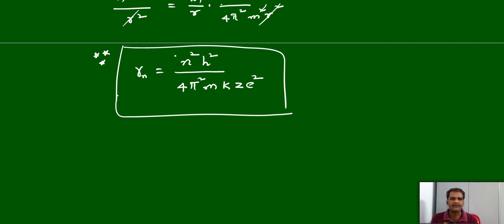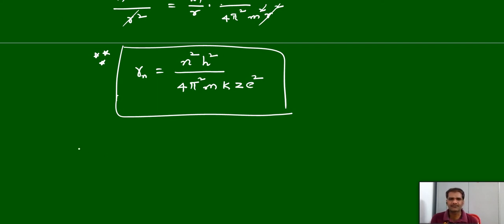Here n anyhow we know, though we don't know what the orbit is, but h we know, the Planck constant. 4 anyhow is a constant, pi again is the constant value 22 by 7, m means mass of electron, k we know, in MKS unit it is 9 into 10 power 9, in CGS unit it is 1. z means a particular atom, it depends on the atomic number. If you take hydrogen it is 1, if you take helium 2, if you take calcium 20, if you take iron it is 26, and so on. e means charge of electron.